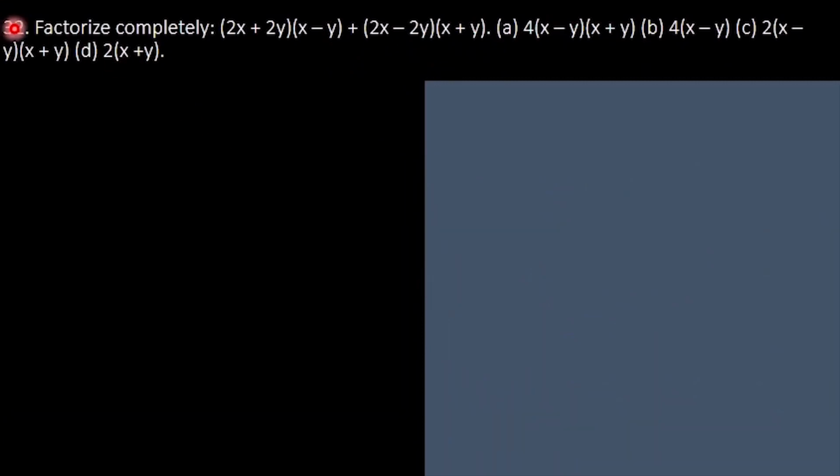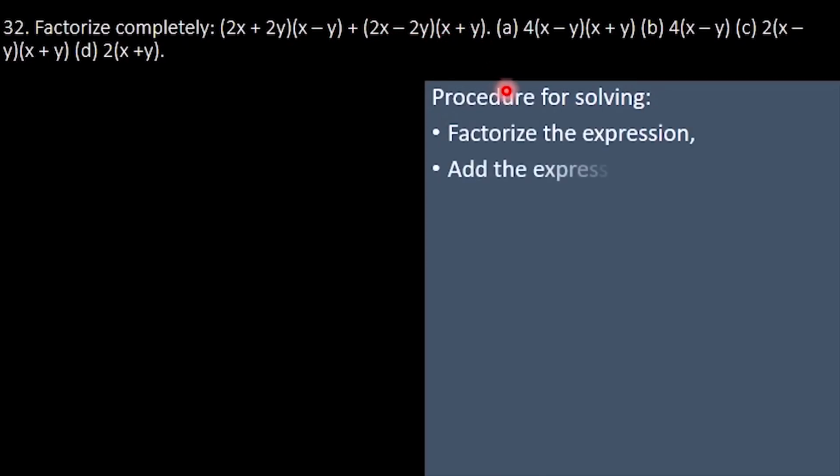Question 32. Factorize completely: (2x + 2y)(x - y) + (2x - 2y)(x + y). The procedure for solving this: factorize the expression and add the expressions together.